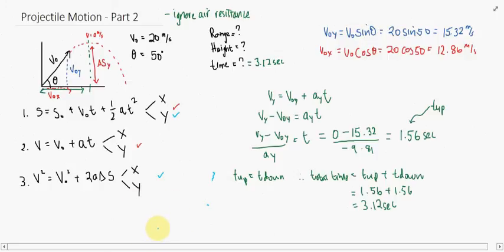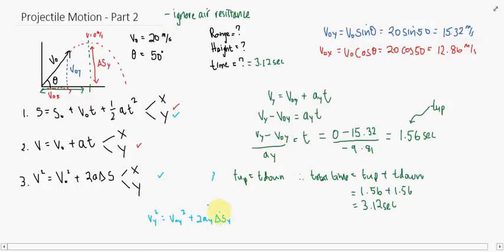So let's try the first one. Well, I'm going to try equation number 3. It seems like the simpler one of the two. Again, we're dealing with vertical motion because I'm trying to find out how high it went vertically. So it'd be my final velocity in the y direction squared is equal to my initial velocity in the y direction squared plus 2 times my acceleration in the y direction times this change in distance in the y direction.